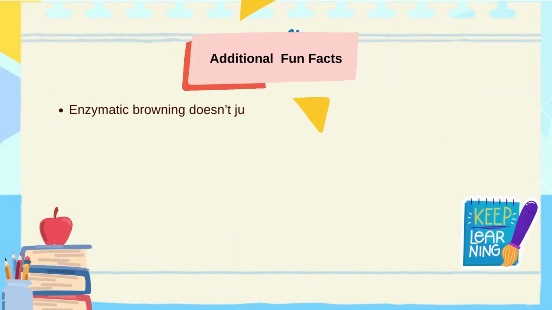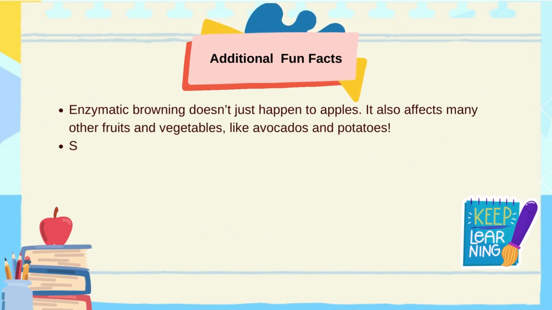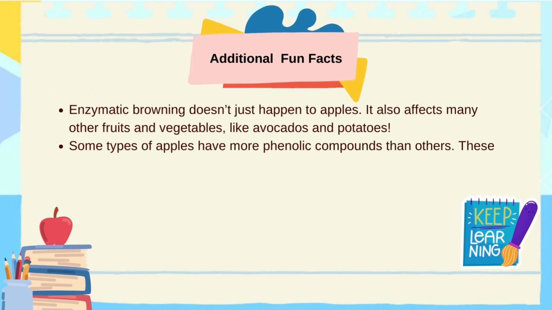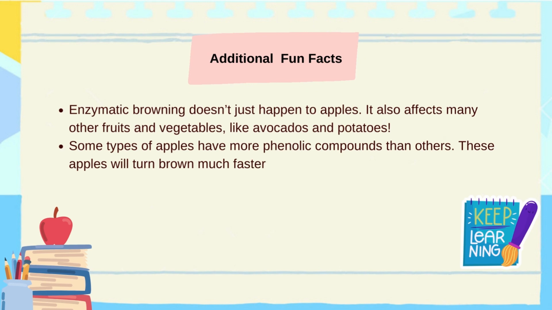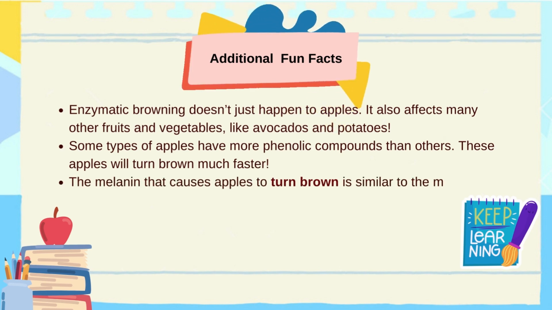Now here are some additional fun facts, or you can just call them fasts as well. Firstly, enzymatic browning doesn't just happen to apples. It also affects many other fruits and vegetables, like avocados and potatoes. Some types of apples have more phenolic compounds than others. These apples will turn brown much faster. The melanin that causes apples to turn brown is similar to the melanin in human hair. It's responsible for people's distinct skin colors.